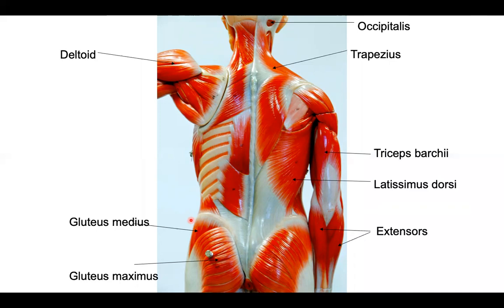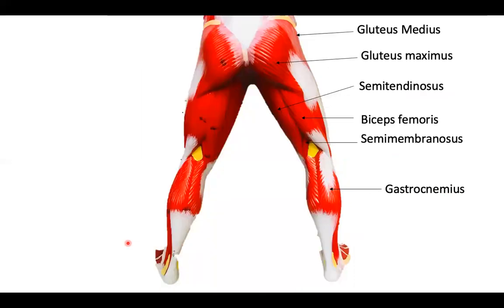You have this wide muscle that starts from the lower back and then tucks in underneath the armpit. This muscle is called the latissimus dorsi. And again, going down to the hip region, you have the large muscle called the gluteus maximus. And on the side of this more lateral view of the hip bone, you have the muscle called gluteus medius.